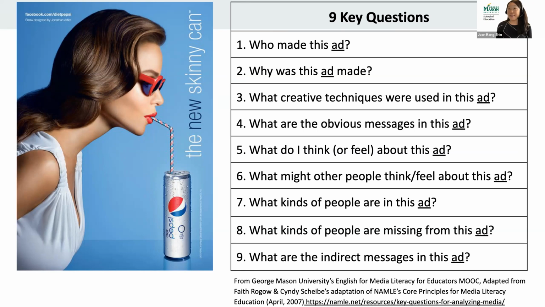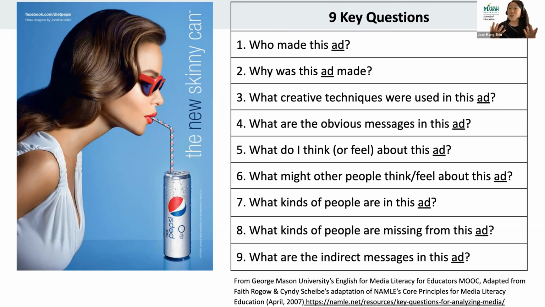If I were to say, what are the obvious messages? I might say, okay, this is Diet Pepsi, and it comes in a skinny can. It's the new skinny can. So I'm thinking, maybe if I drink this, I will be skinny too. Zero calories. Or maybe an obvious message is, if I drink this, then I'm going to be beautiful like Sofia Vergara. Or maybe I can be sexy too, like her. So it might conjure up all these feelings and even desires.